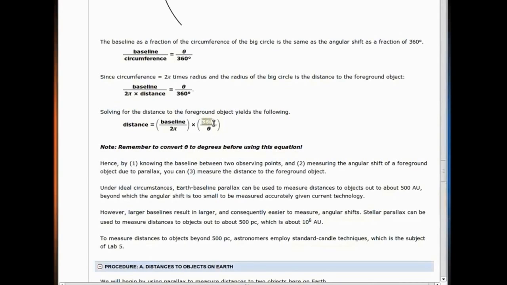Because we have 360 degrees here in the numerator, we're going to need degrees in the denominator so that these two terms cancel out on their units. So make sure you put your theta in degrees, otherwise this equation is not going to work out well.